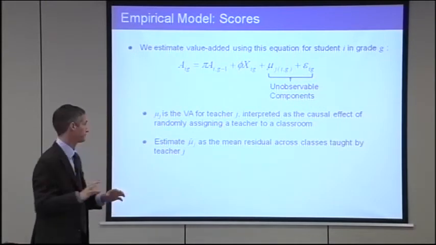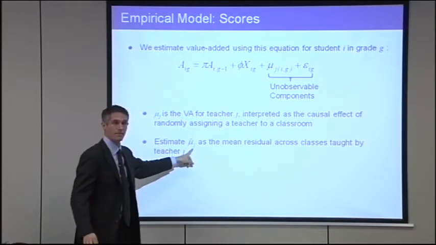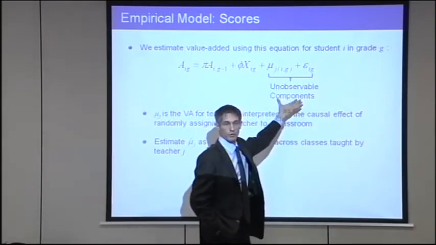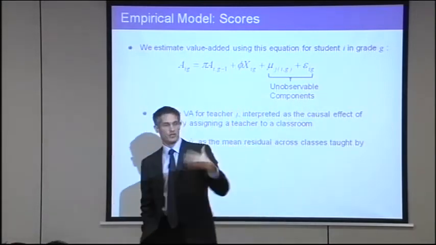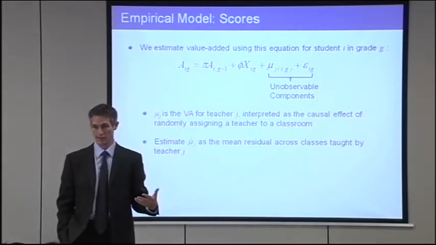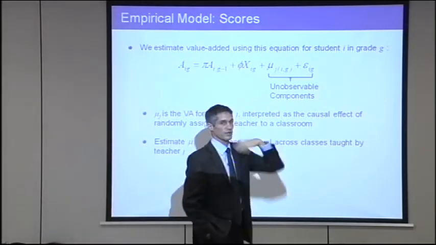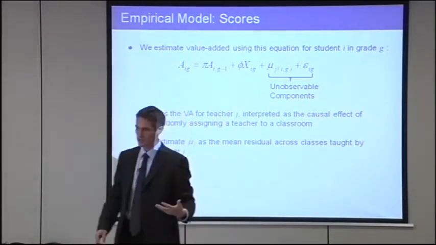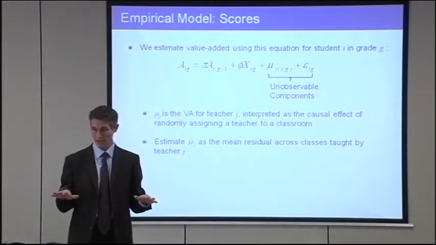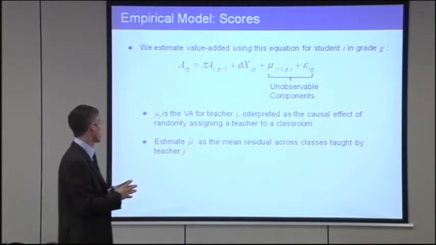What we're going to estimate, how we're going to estimate mu j is through taking the residual from this type of regression and averaging those residuals across all of the students taught by that teacher. Okay? Under the assumption that these epsilons, once they're averaged over a large number of kids, will essentially go to 0 in expectation. The average will go to 0 in expectation, and we'll be left with the teacher's contribution.